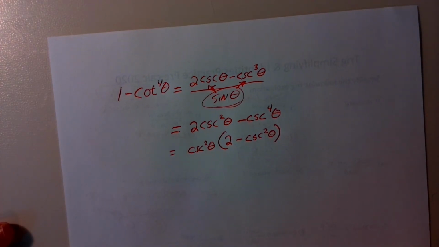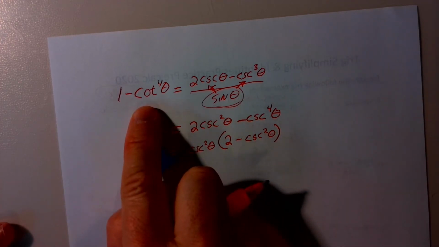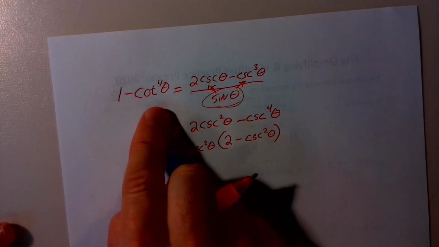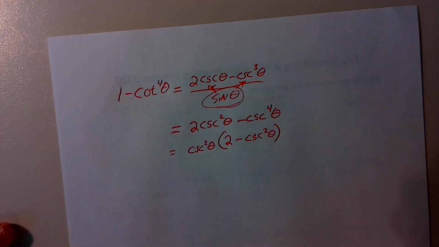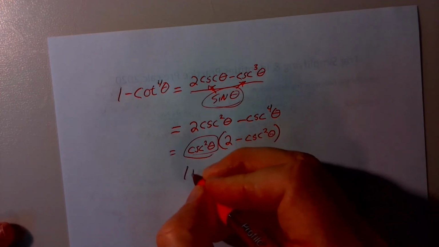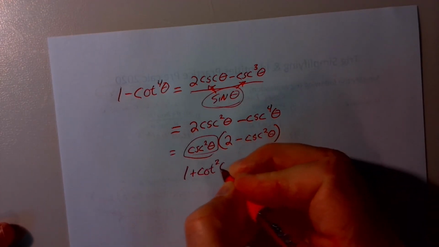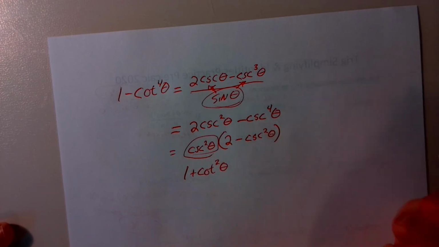I'm supposed to get something that looks like cotangent to the 4th. In my head, I'm looking at this and going, well, that's a difference of squares. So that's 1 plus and 1 minus cotangent squared, right? Well, look at that. Cosecant squared happens to equal, according to my little chart over here, 1 plus cotangent squared theta. So now I've got half of that thing.